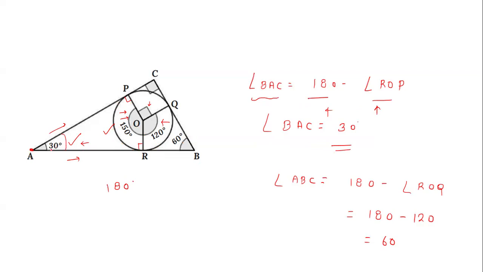Now similarly, to find this angle B, we know this angle is 90 degrees and this angle is also 90 degrees, because if from the center we draw a perpendicular to the tangent, this will make a 90 degree angle. So AP, CP, CQ, BQ, BR, AR are all tangents to this incircle. So angle ABC we can write as 180 degrees minus the angle ROQ. So this is ROQ, and this angle we know in the problem is given as 120 degrees. So 180 minus 120 degrees, it will come to 60 degrees.